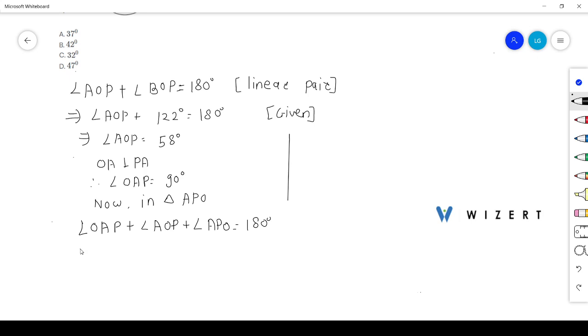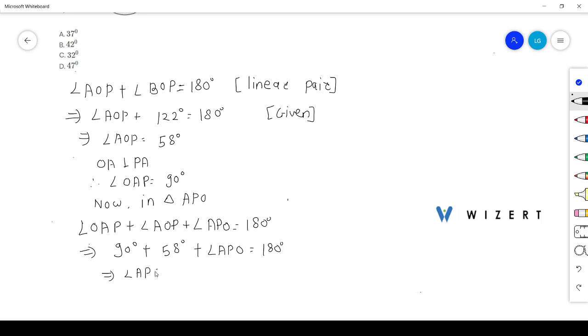Now substituting values here, we get OAP is 90 degrees, AOP we found as 58 degrees, plus angle APO equals 180 degrees.